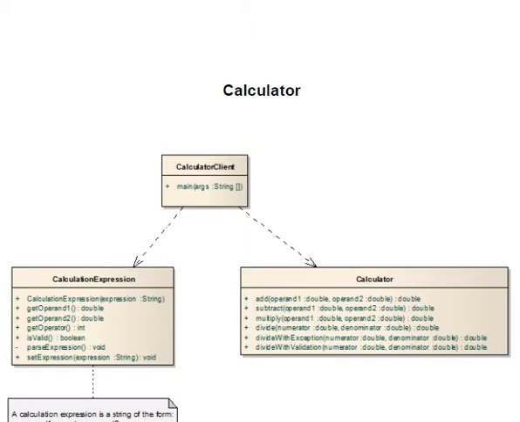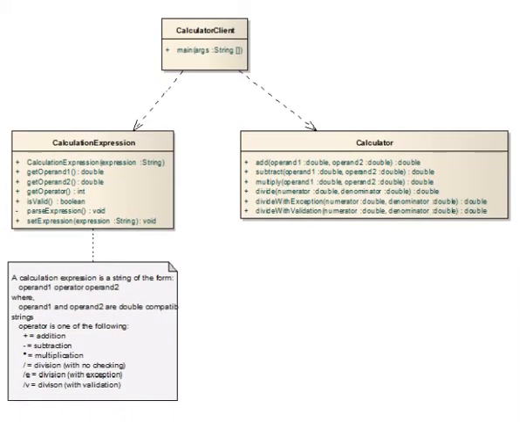This Java tutorial is part 3 and the last on exceptions. This is called exceptions contained. We have a calculator example. This is the class diagram showing the class hierarchy.